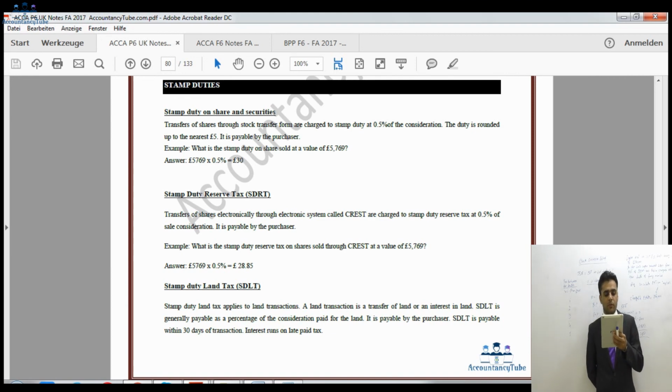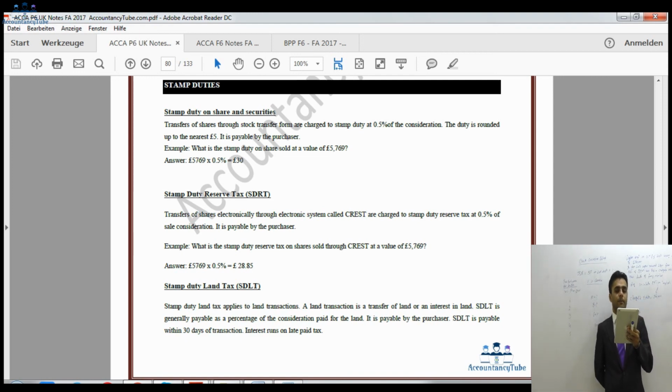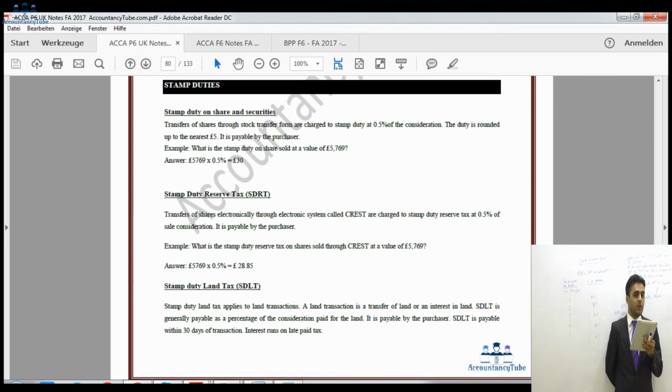If you're transferring through the stock transfer form, it is charged a stamp duty of 0.5% of the consideration, and the duty is rounded up to the nearest £5. That is the important bit. Whatever the figure is, it will be rounded up to the nearest £5. It is payable by the purchaser. Now the example is given. What is the stamp duty on shares sold at a price of 5,769? If we apply 0.5%, it would come to 27 or 28 pounds. However, we will round it up to the nearest £5, so the answer is £30.